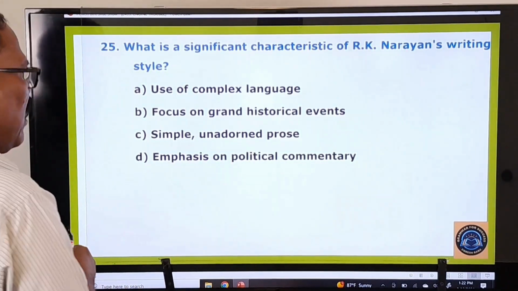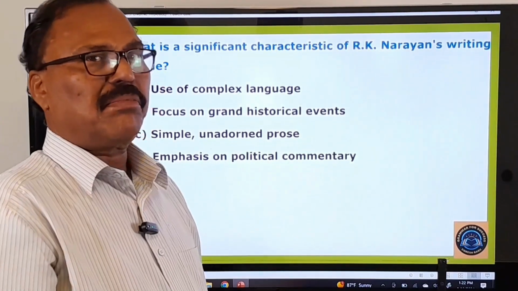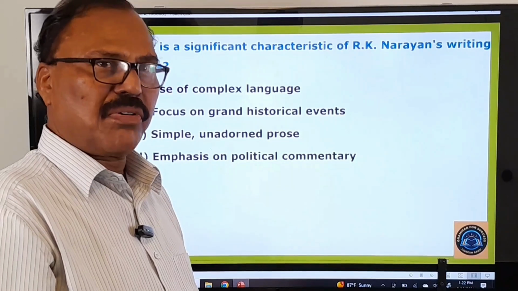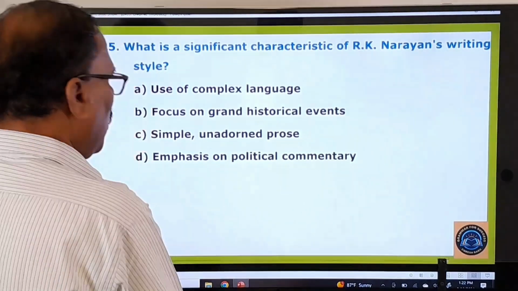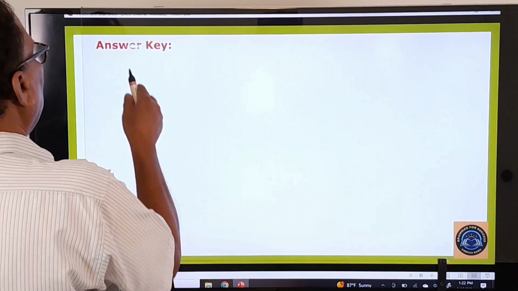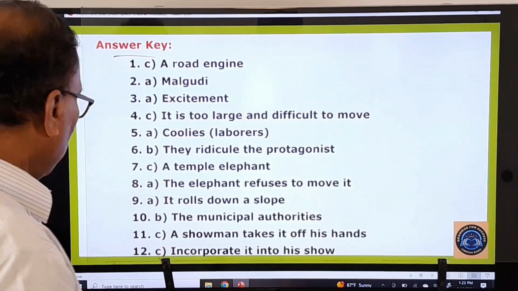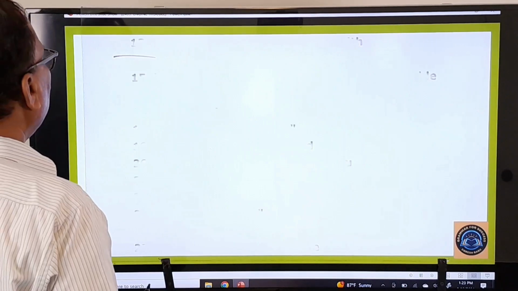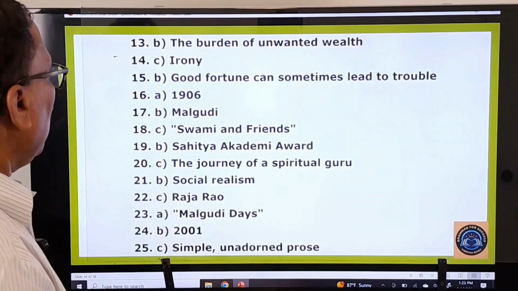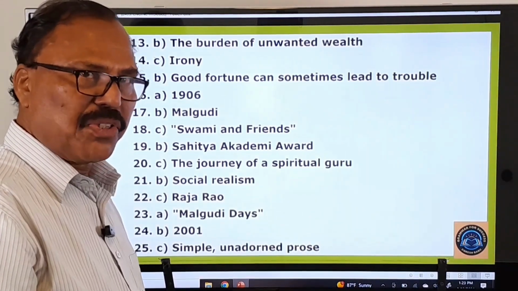Right. So here these are the 25 questions given on this story and this writer, and try to answer all these questions. If you cannot answer these questions, the answer key is also given here. Yes, answer key is there. For 1 to 12 questions, these are the answers. You go to the next one. From 13 to 25 questions, these are the answers. Right. And now this video comes to an end.